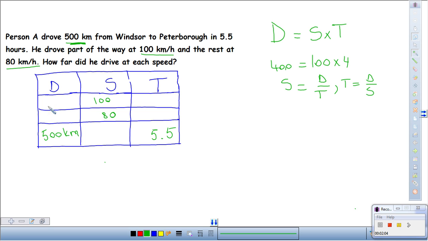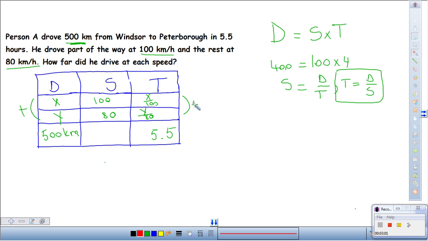So if we label those as X and Y, and I choose to isolate the time, time equals distance over speed. If my distance is X and my speed is 100, then time will be X divided by 100. If my distance is Y and the speed is 80, my time will be Y over 80. Now I know that when I add these two times together, I get a total of 5.5 hours. When I add the distances together, I will get 500 kilometers.